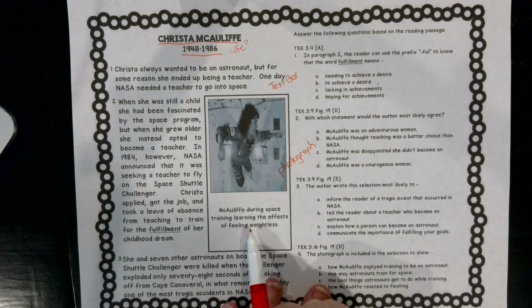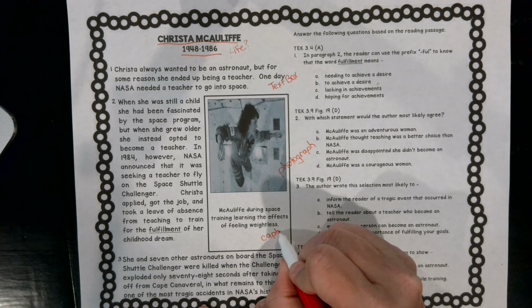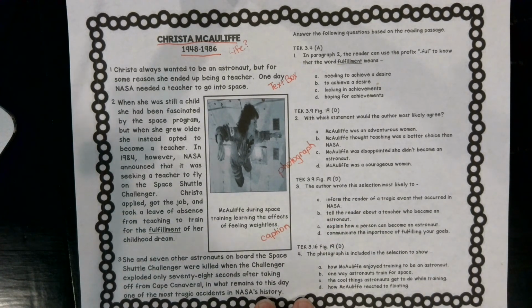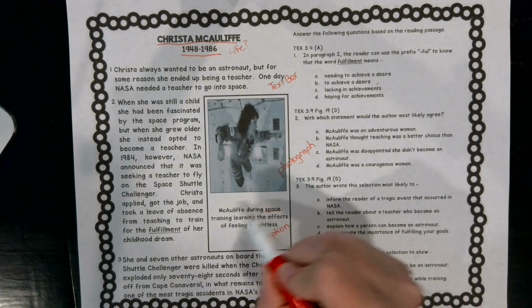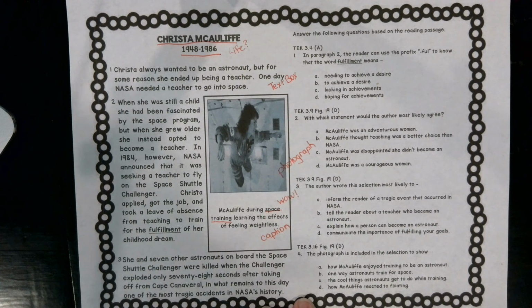Look underneath here. This is called a caption. When authors use pictures or diagrams or drawings, they often give us a little sentence or two underneath it to help us understand why they put the picture in. So let's read that caption and see why the author put this picture of this lady in it. McAuliffe during space training, learning the effects of feeling weightless. Wow, space training. That's exciting. She looks like she's actually inside of a spaceship.